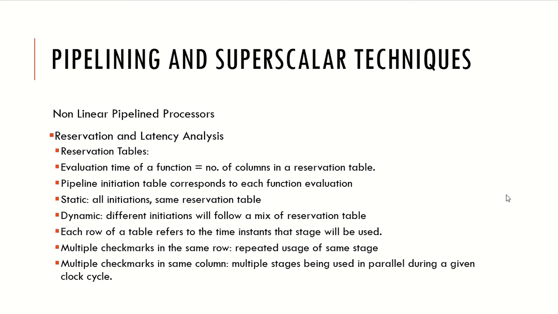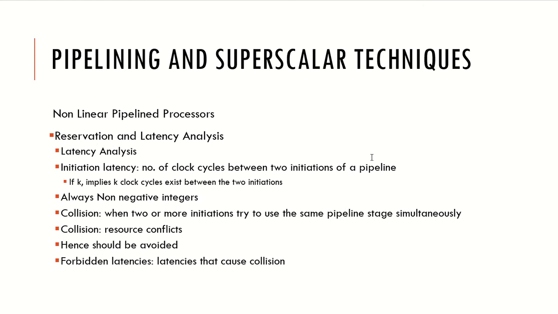Multiple check marks in the same row means repeated use of the same stage. So all these are the points to be noted about the reservation table of a nonlinear pipeline. Now, as I said, the latency analysis: the initiation latency is the number of clock cycles between two initiations of a pipeline. So if it is k, that means k clock cycles will be there between the two initiations.